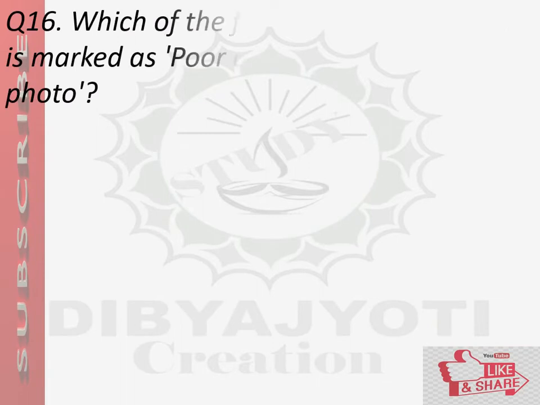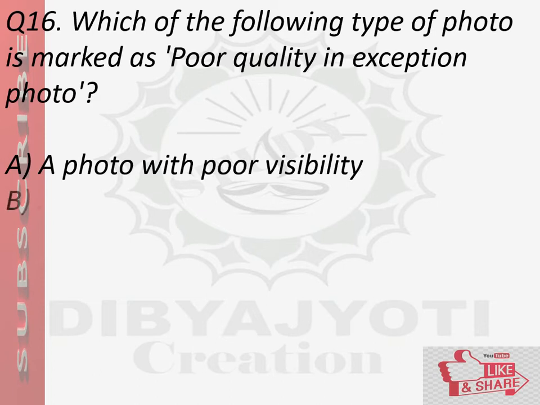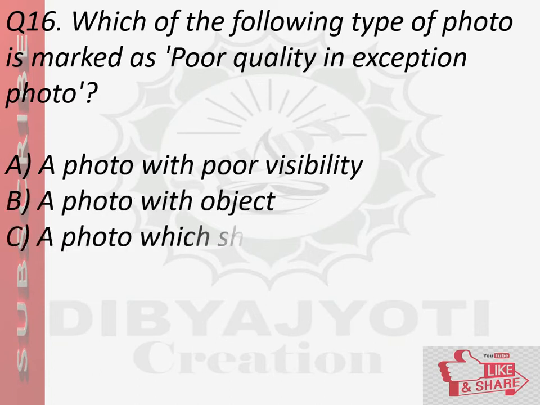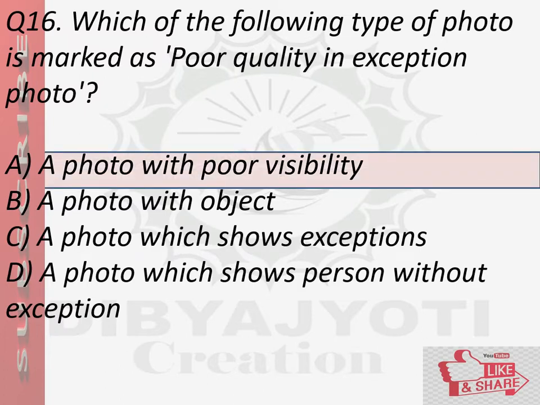Next, which of the following type of photo is marked as poor quality in exception photo? Options are option A, photo with poor visibility. Option B, a photo with object. Option C, a photo which shows exception. Option D, a photo which shows persons without exception. And answer is option A, photo with poor visibility.